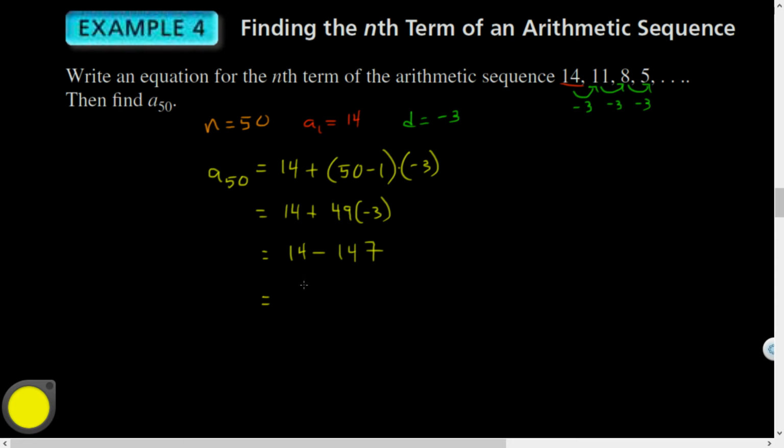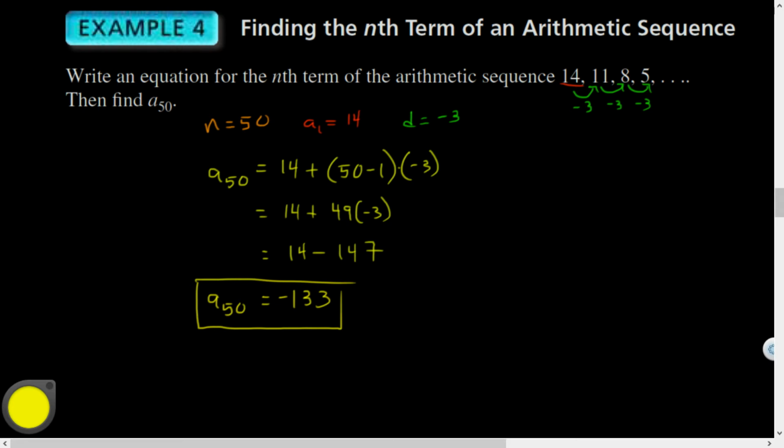So let's see, 14 minus 147, their signs are different, so I'd subtract them. 147 minus 14 would have been 133, and I would take the sign of the more influential. So the 50th term in this list is negative 133. And that's way better than having just sat there, minus 3, minus 3, minus 3, and then, oh wait, I think I lost count. How many minus 3s did I do? And not remembering which term you were on, right?